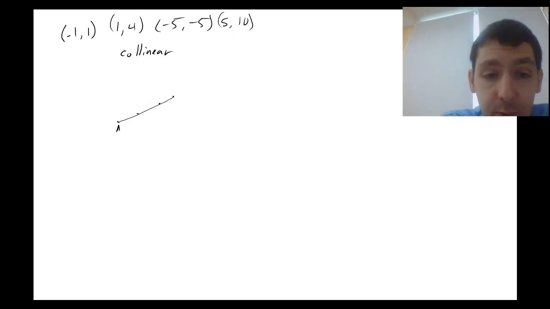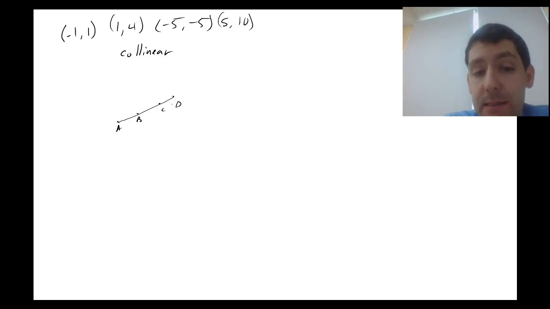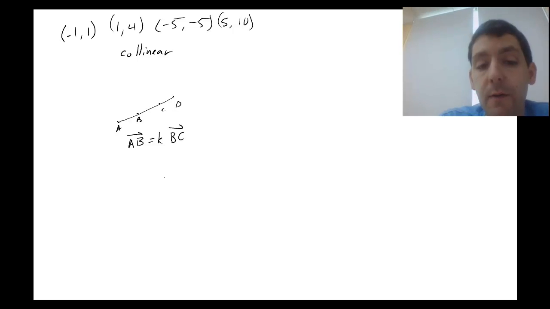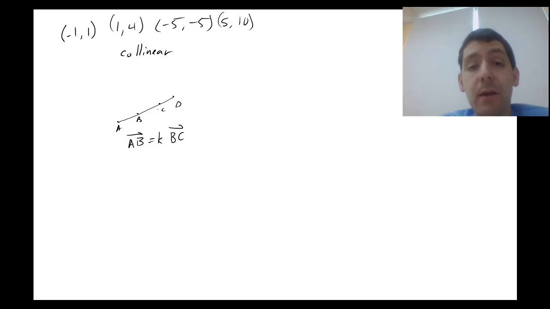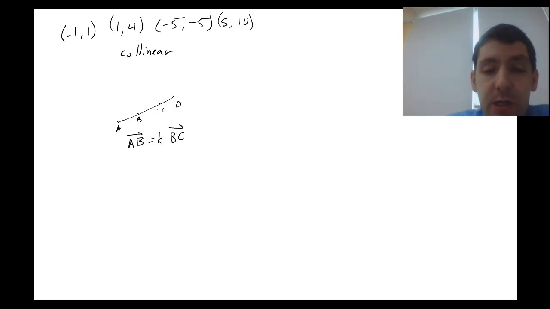So for example, if I've got A, B, C, D, if I want A, B, and C to be collinear, then the vector AB has to be equal to some scalar multiple of BC, right? Because this could be twice as long going in the same direction, or it could be half as long. So anything along those lines should work out. So what we're going to do is show that each of these vectors gives us the same thing. So first we'll check AB.